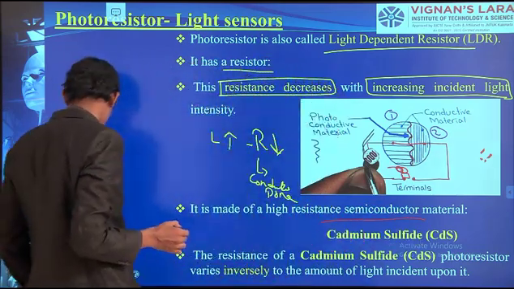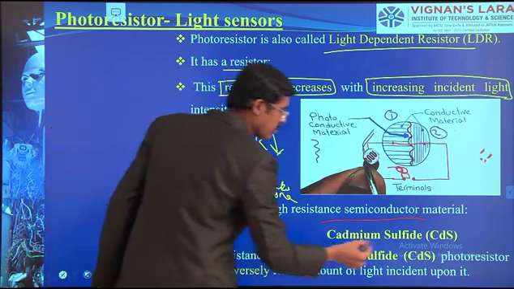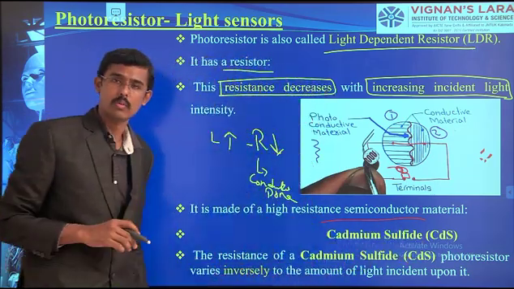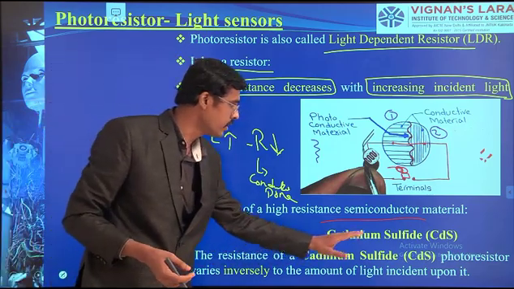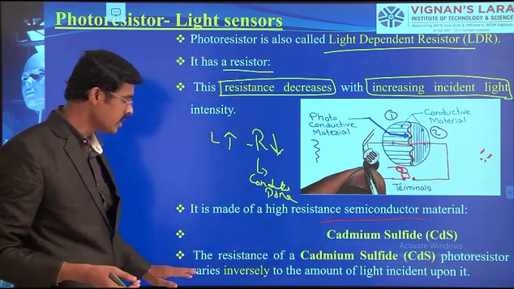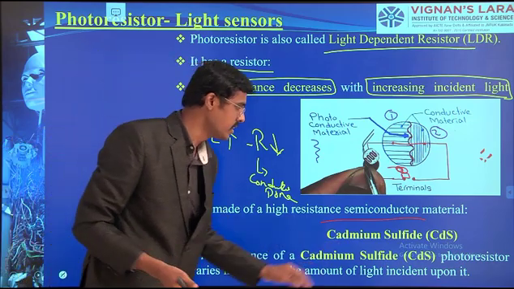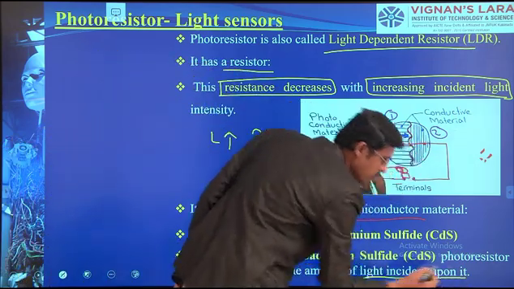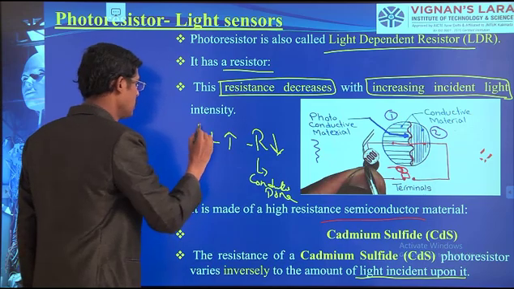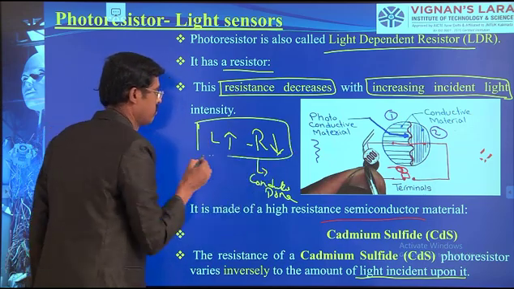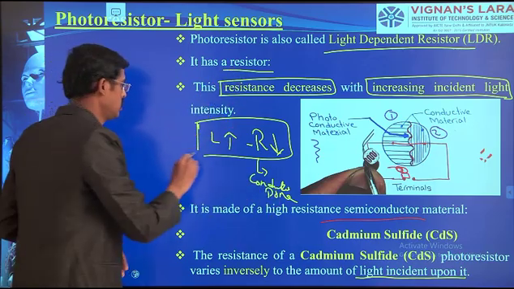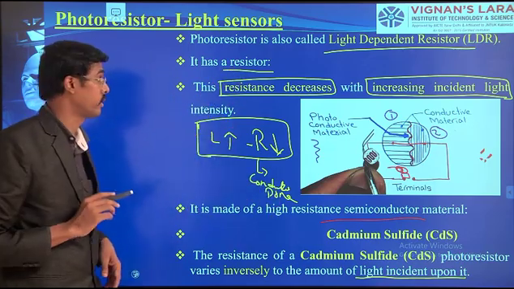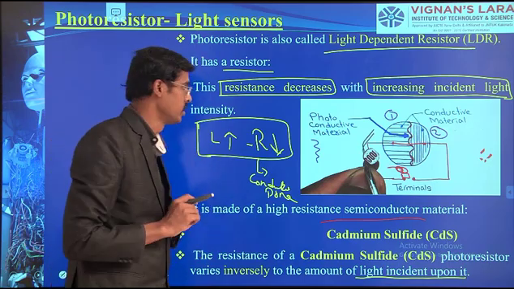It is made up of a high resistance semiconductor material, a cadmium sulfide electrode that we have seen. The resistance of the cadmium sulfide photoresistor varies inversely with the amount of incident light. What is inverse? This is inversely proportional: light increases, resistance decreases. This point you have to add. So we understand this point.